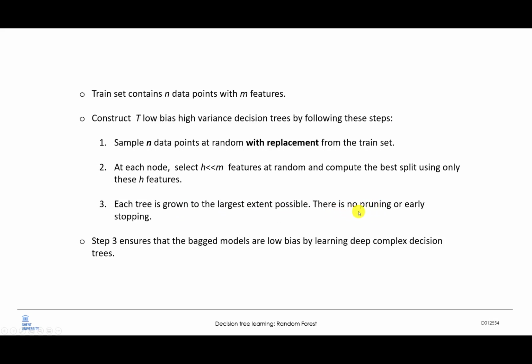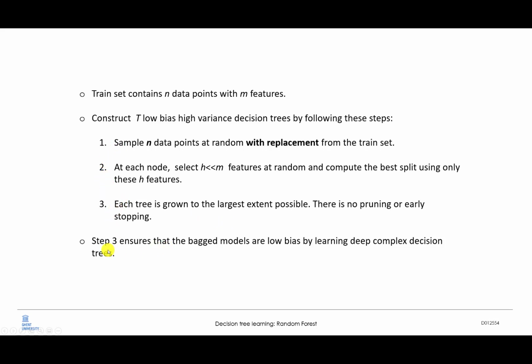Pruning, we've seen that in previous courses, is where you would cut off some leaves to make the tree less complex, to avoid overfitting, or early stopping, where you say, for instance, that the tree cannot be larger than 2 levels or 3 levels or 4 levels, and otherwise it just stops. Okay, and so we have these 3 steps.